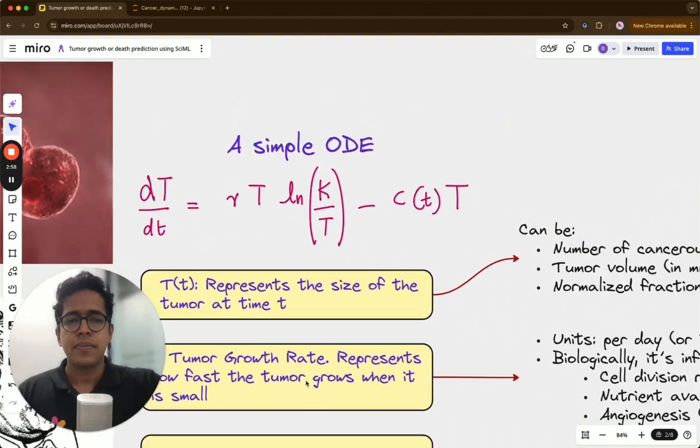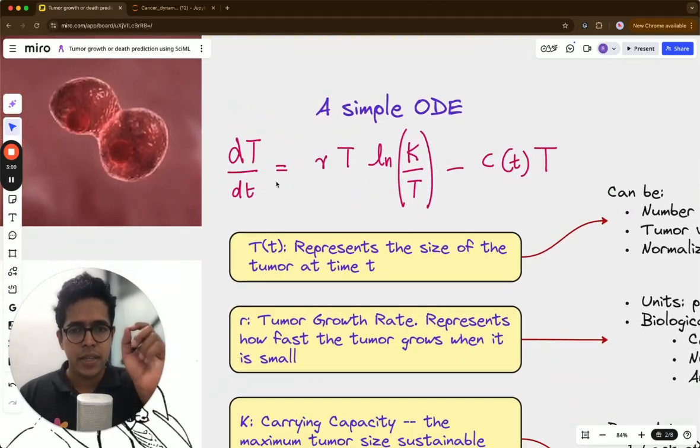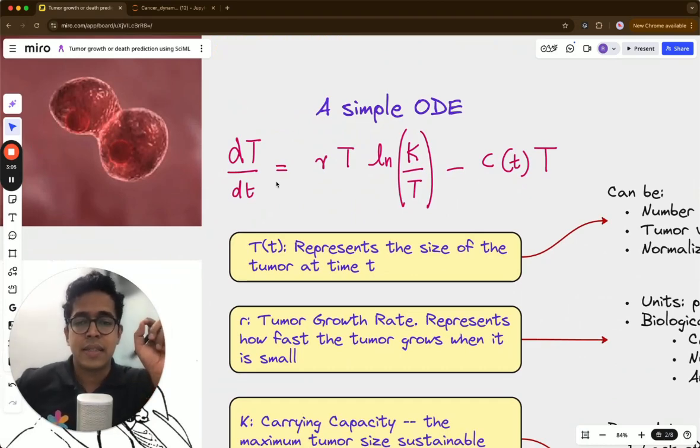And so this simple ordinary differential equation represents the rate of growth of the tumor in size. It could be the mass, it could be the volume, it could be the number of cells, it can be any parameter of interest. So for simplicity, let's assume that this T is the size of the tumor or volume of the tumor, right? So dT by dt, where small t is time and capital T is the tumor size, is equal to r times tumor size multiplied by natural logarithm of K by T minus c of t, where t is the time, multiplied by the tumor size.